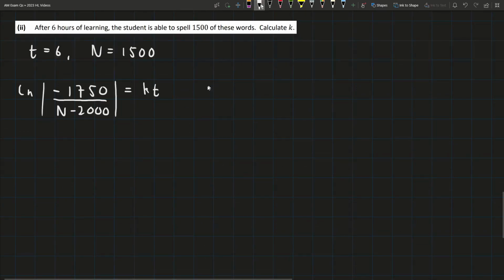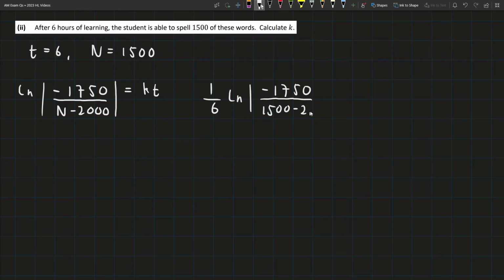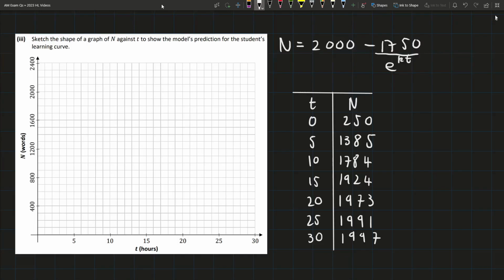So if we just divide by t, we'll get 1 over t, which is 6, times the ln of minus 1750 over n is 1,500 minus 2,000. And that's going to be equal to k. Put that into your calculator, and you'll get that k is approximately equal to 0.209.